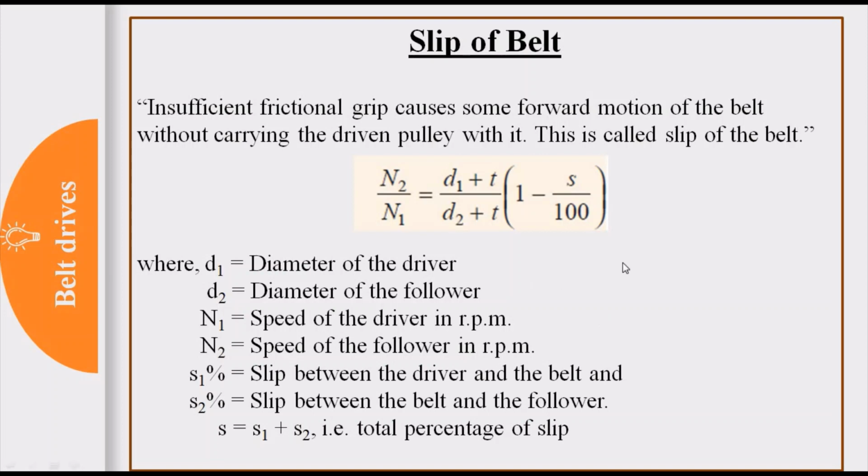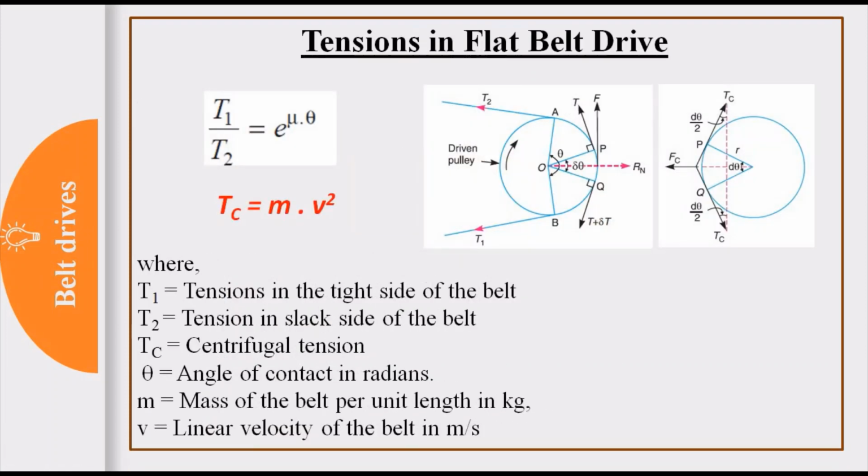Remaining terms as they are. So this slip will reduce the velocity of the driven shaft or the velocity ratio. That's why we generally try to avoid this slip. Okay. So next, the tensions in the flat belt drives.